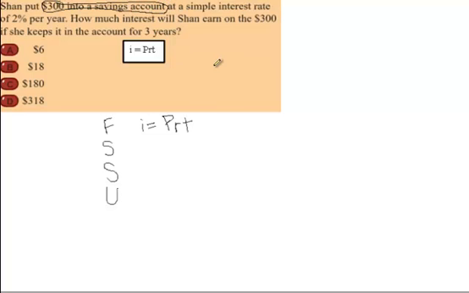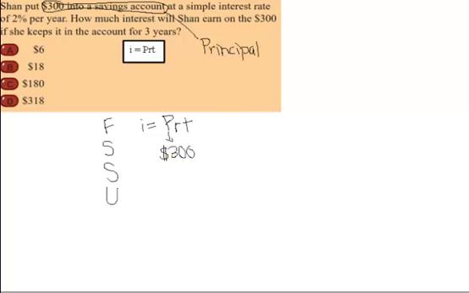Now, you may not know that, but in the hint on this question, it was very clear that the $300 is what's called the principal, not like me principal, but the principal, which is the first amount of money that you put into a bank. So she put $300 into the bank. That's the principal. So $300 is going to be substituted in for the letter P.